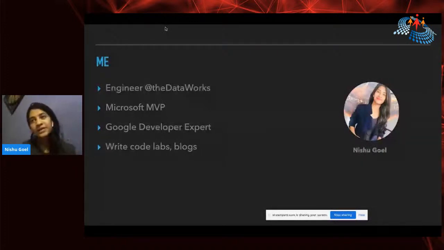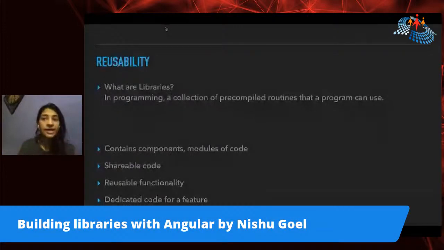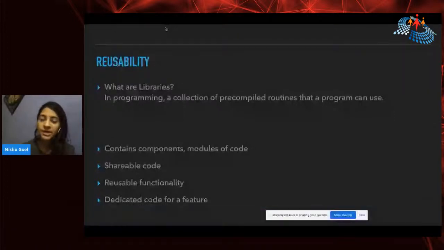So when we talk about libraries, the basic idea of creating one is the concept of reusability. And if you're looking for a more standard definition of what libraries are, you would want to go into the programmatic definition. So when I was Googling what a library is as a technical definition, it gives you this standard definition. It says that in programming, a collection of pre-compiled routines that a program can use is a library.